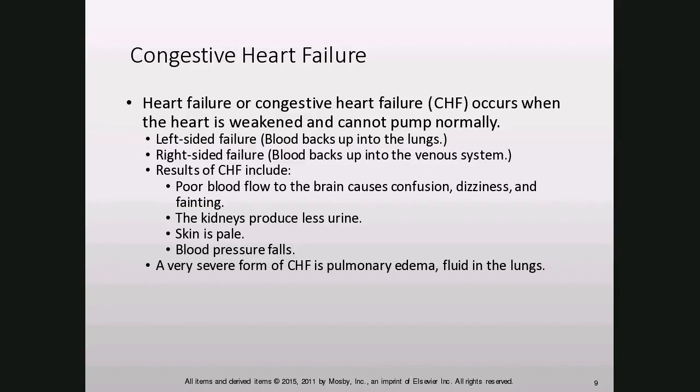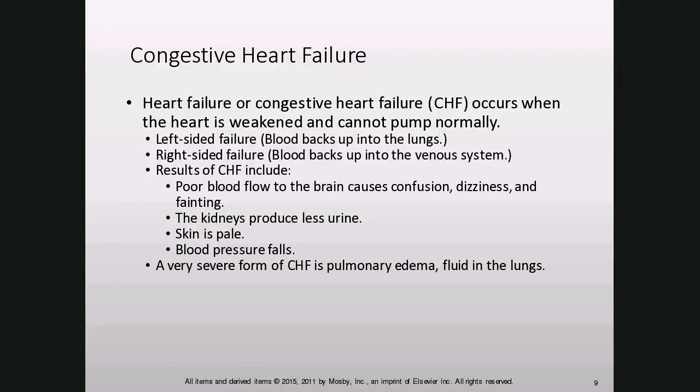They can get that. So the right side of the heart basically pumps less blood to the lungs, but normal blood flow does not occur from the lungs to the left side of the heart. So then you can get into left-sided failure too. But basically, all you need to know is that the heart does not pump effectively.